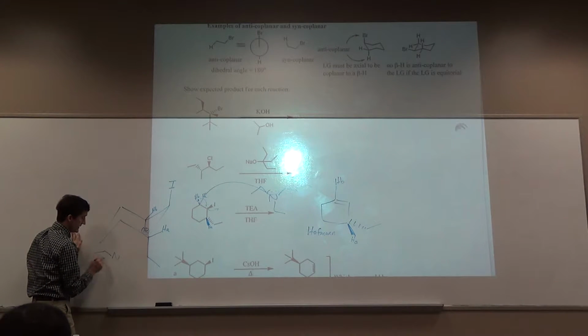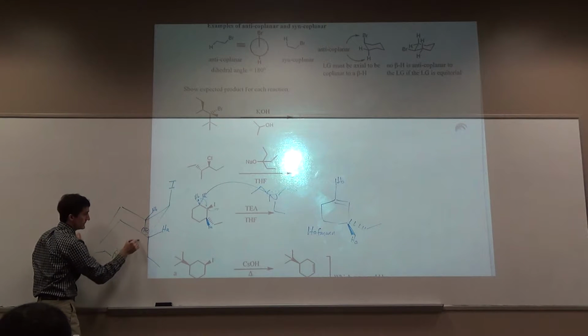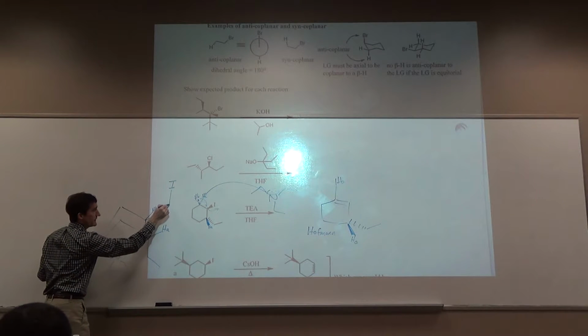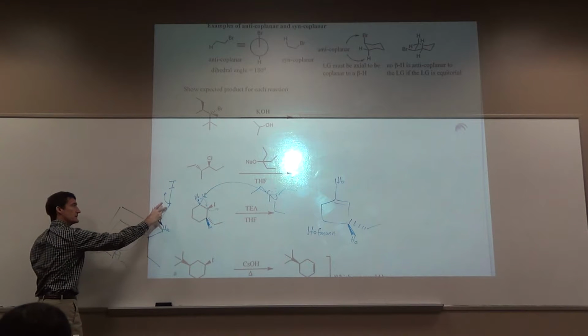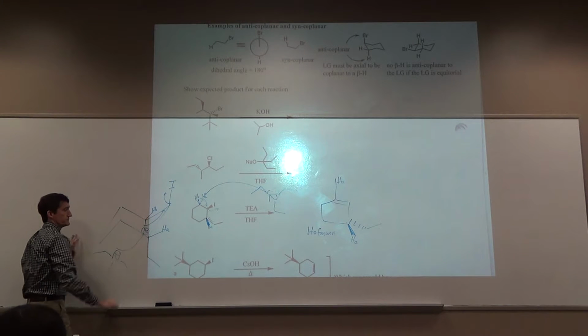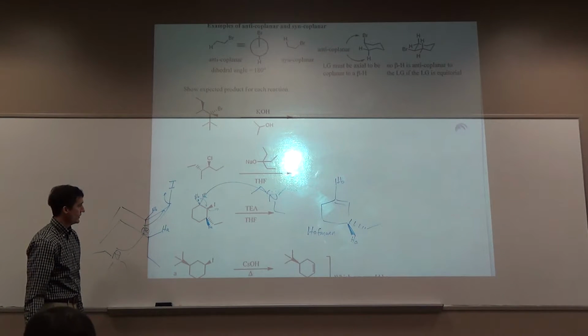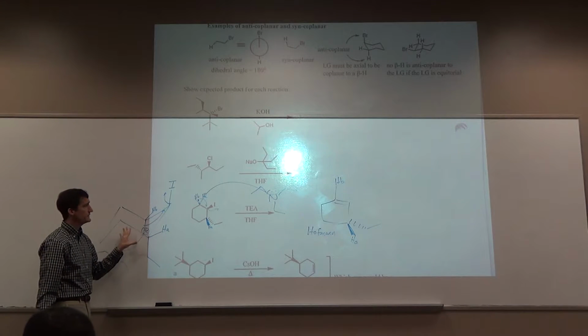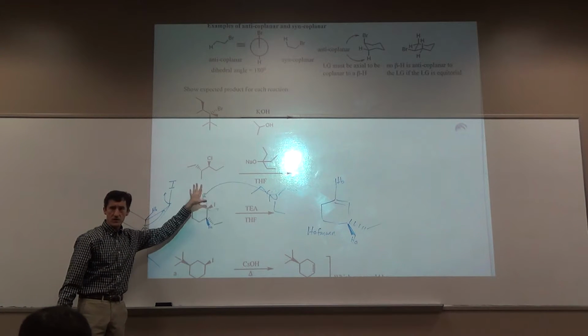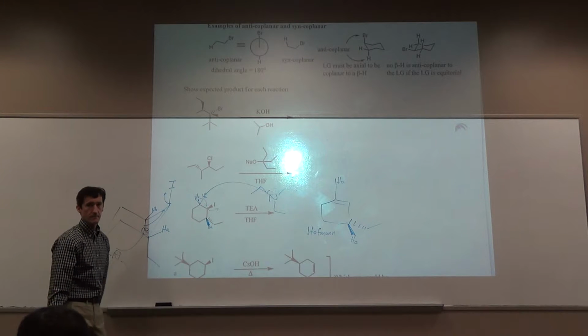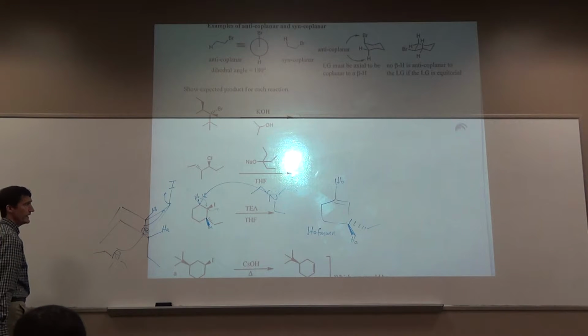And the triethylamine takes this H, the electrons move in there, and kick that off, and you get the double bond in between here. So this is seeing it from the chair conformation, but it's pretty much all implied here. As you can see, the trans nature.